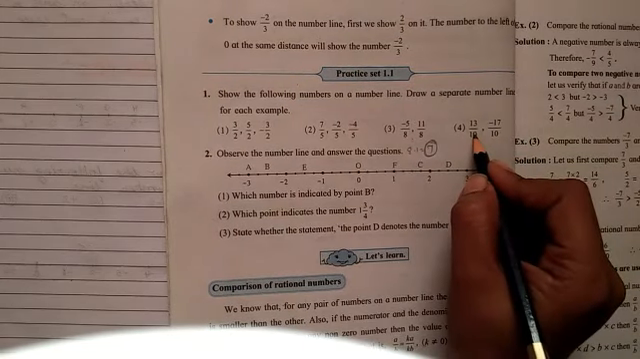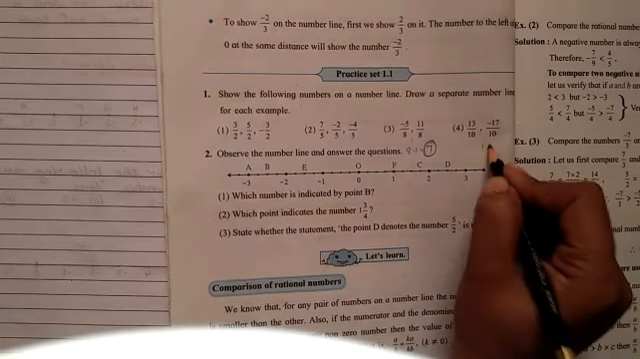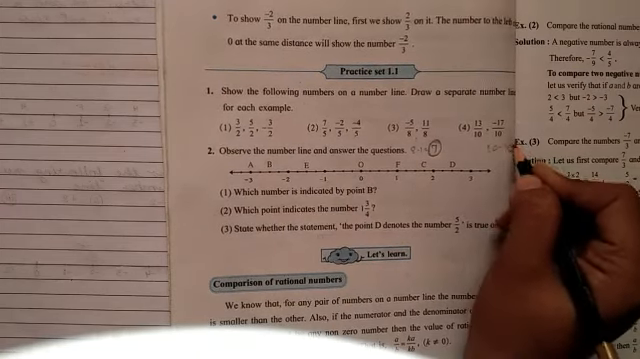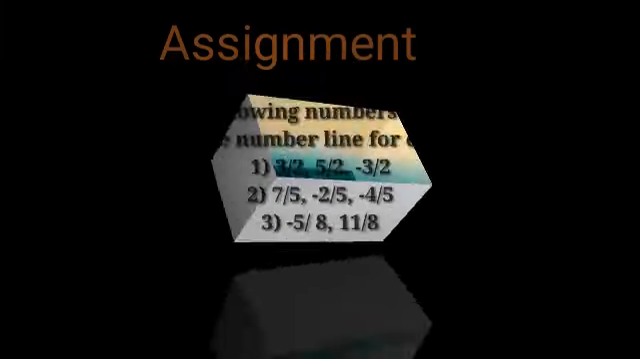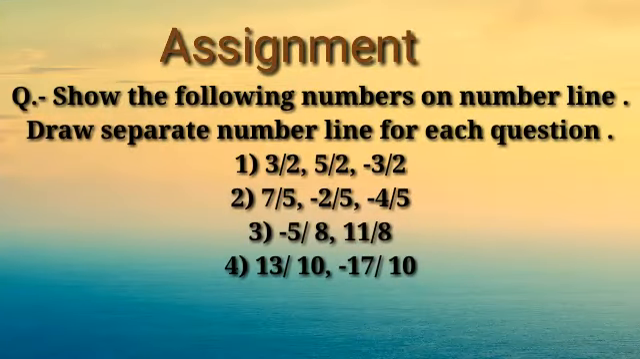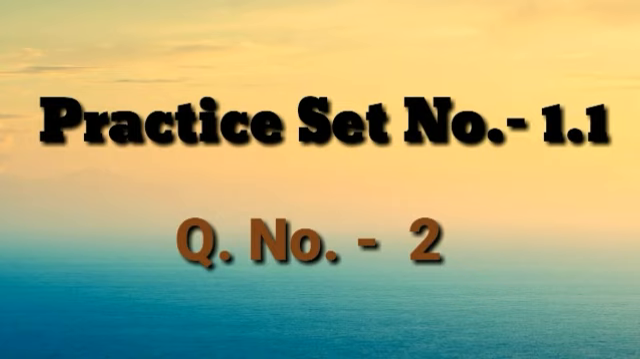Again here the denominator number is 10. It means you have to show 10 minus 1, that is 9 points between two units of the numbers. Complete the given assignment in your classwork notebook. Now let's start our practice set number 1.1, question number 2.